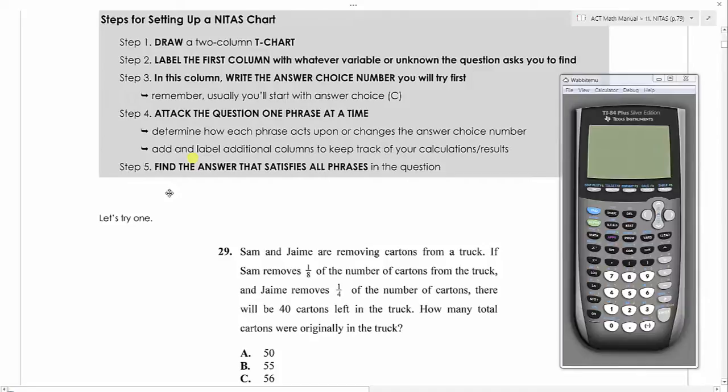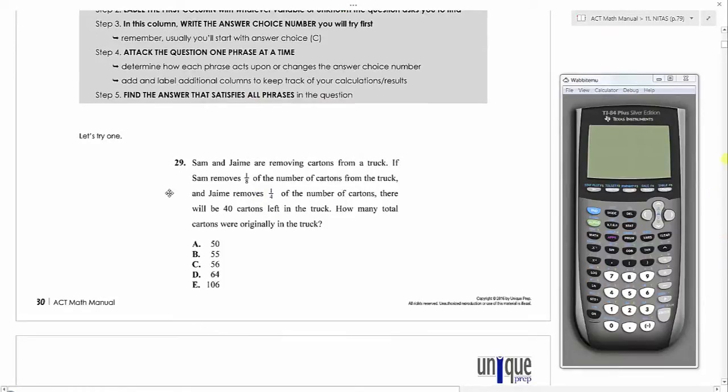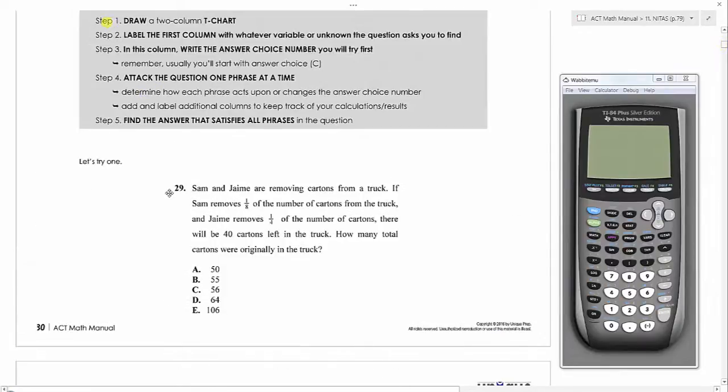So we're going to do number 29 in conjunction with these steps. I'm going to make this slightly smaller so this all will fit on here. In the gray box, we'll go along with the steps one at a time when we do number 29. So let's read number 29 all the way through. This says Sam and Jamie are removing cartons from a truck. If Sam removes 1/8 of the number of cartons from the truck and Jamie removes 1/4 of the number of cartons, there will be 40 cartons left. How many total cartons originally? So I'm going to circle cartons originally. That's what the question is asking.